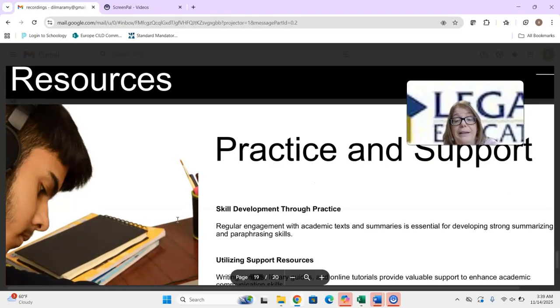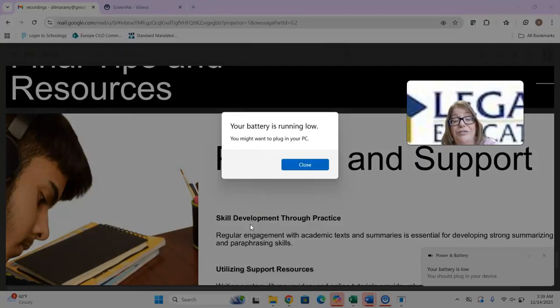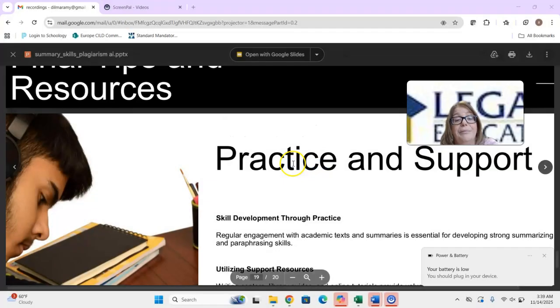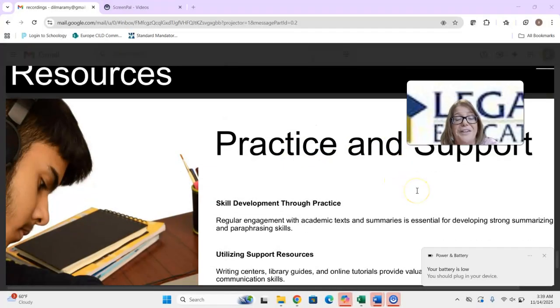So finally, practice, get feedback, ask for support where you need it, maybe phone a friend. My computer's going dead, by the way, if you haven't noticed.